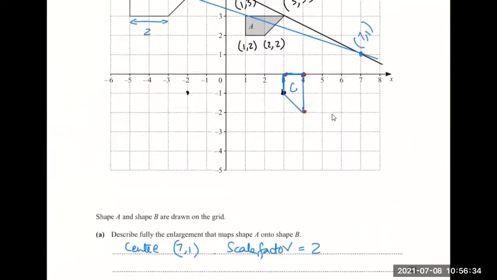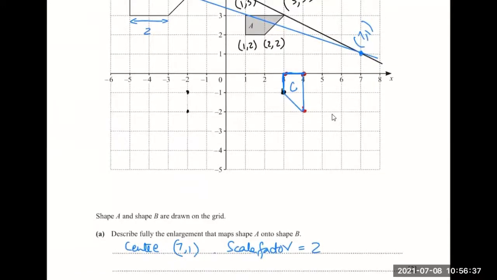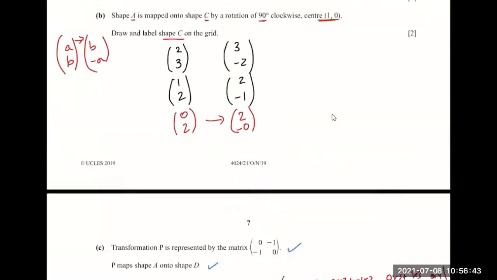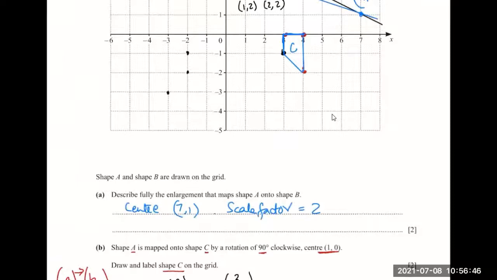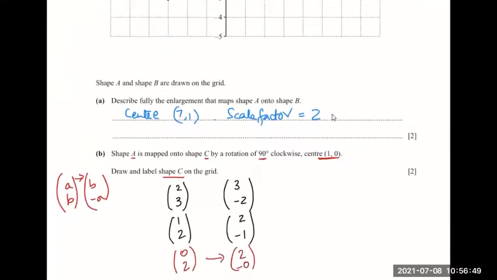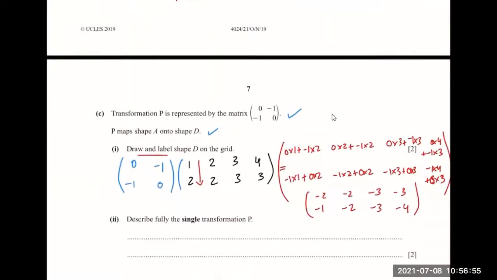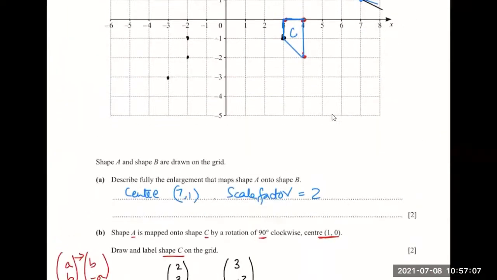-2, -2, -3, -3. And -3 and -4. That's a calculation mistake. -3 and -4. Some calculation mistake. Let me check again.